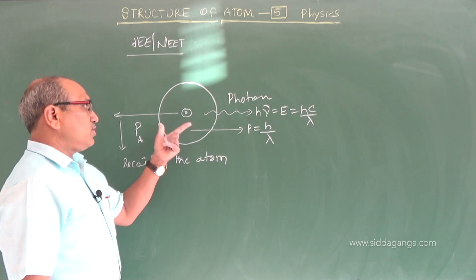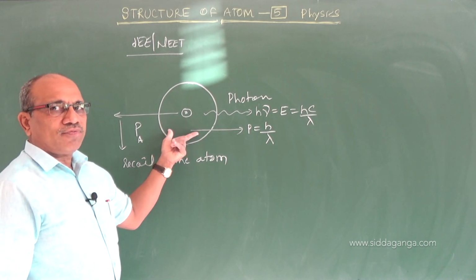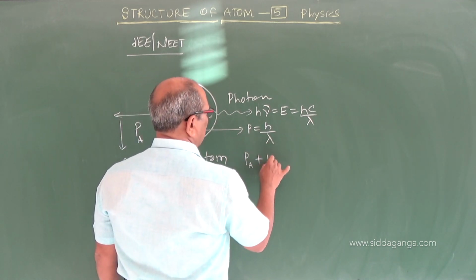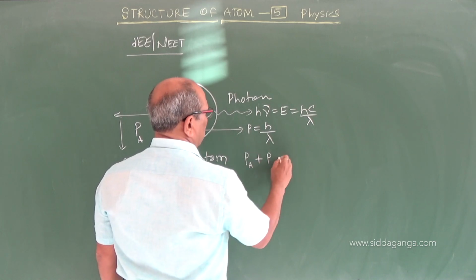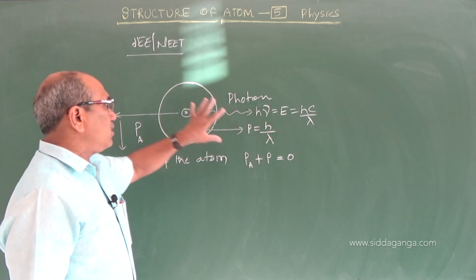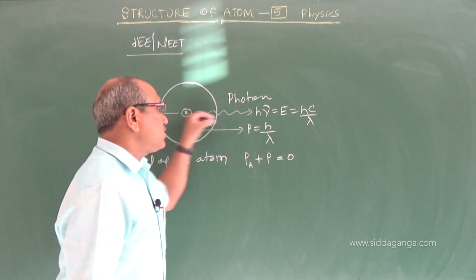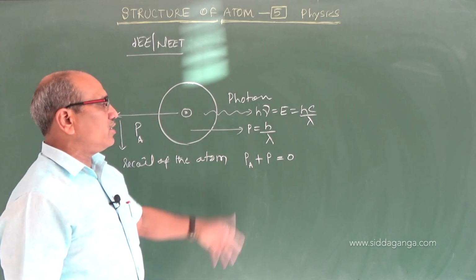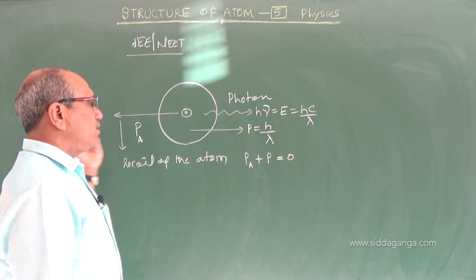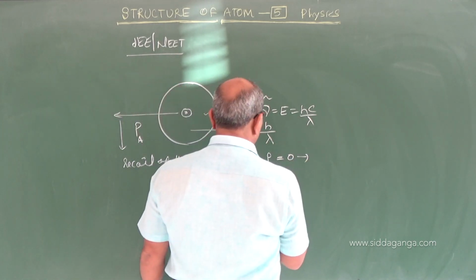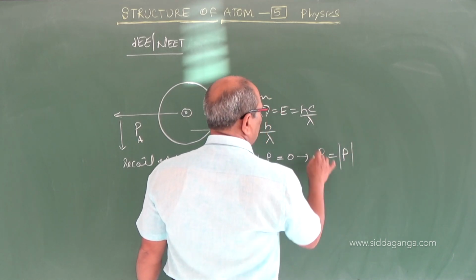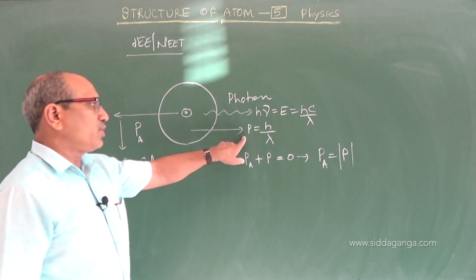So think here, this was at rest earlier. Apply the law of conservation of momentum. Momentum of the atom plus momentum of the photon must be equal to 0 here, because no radiation was emitted and the atom was at rest. When something is emitted, radiation is also considered as a particle, and then there is a recoil of the atom. This implies directly that the recoil momentum of the atom is equal to that of the photon.